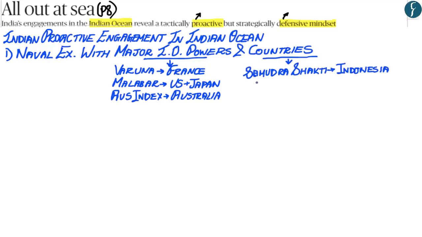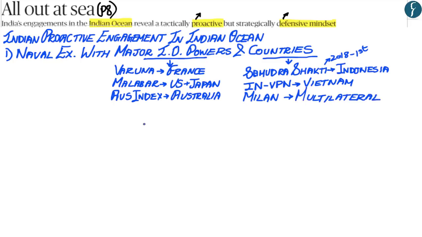And it is also to be understood that the first bilateral naval exercise, Samudra Shakti, was conducted between India and Indonesia in 2018. Similarly, India conducted the IN-VPN military naval exercise with Vietnam. Now, apart from this, India also engages in multilateral naval exercises such as Milan, whereby the Milan 2018 military exercise was conducted in the Andaman Sea and included participation from Australia, Thailand, Vietnam, and other navies of countries located within the Indian Ocean. Apart from this, what you should also know is that India also engages in naval exercises with Maldives, Mauritius, Sri Lanka, and other smaller countries that are located within the Indian Ocean.